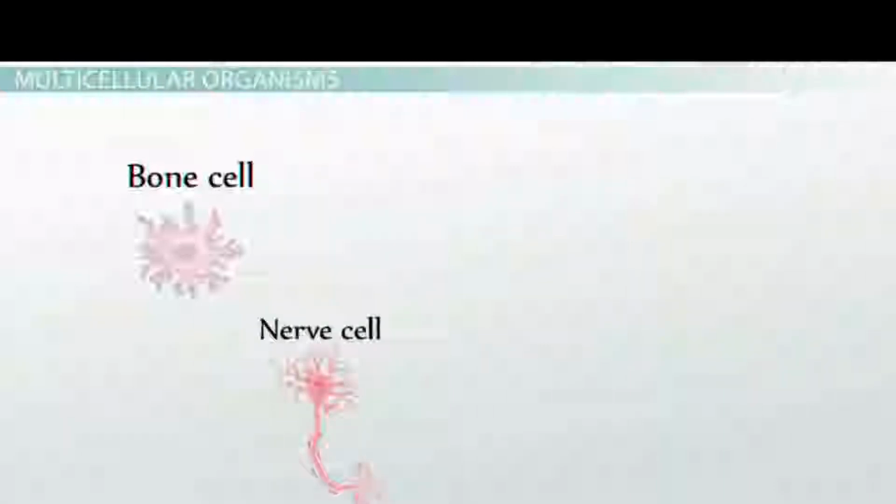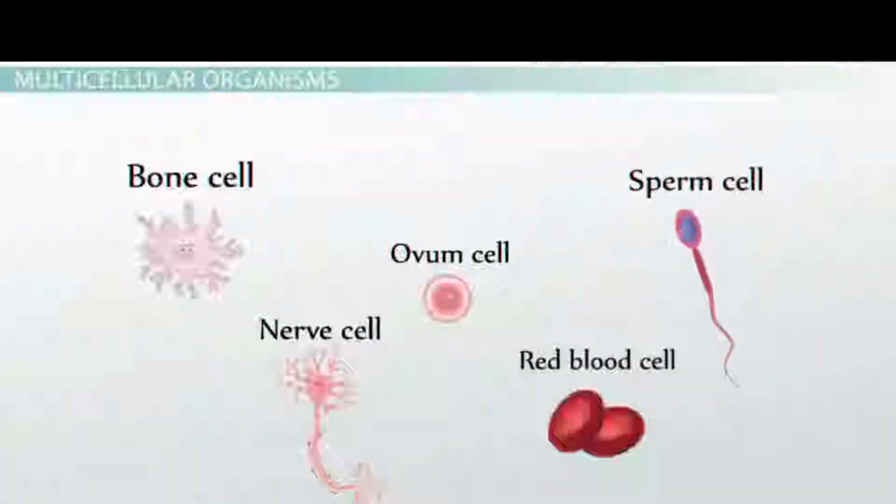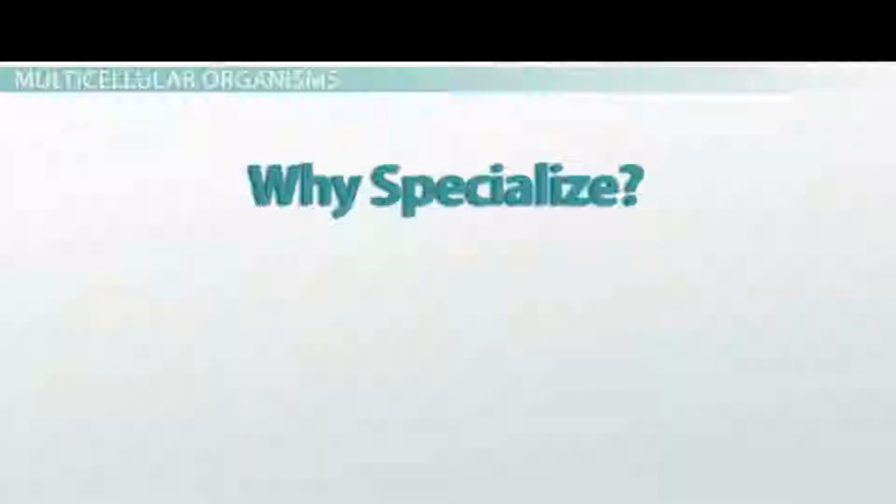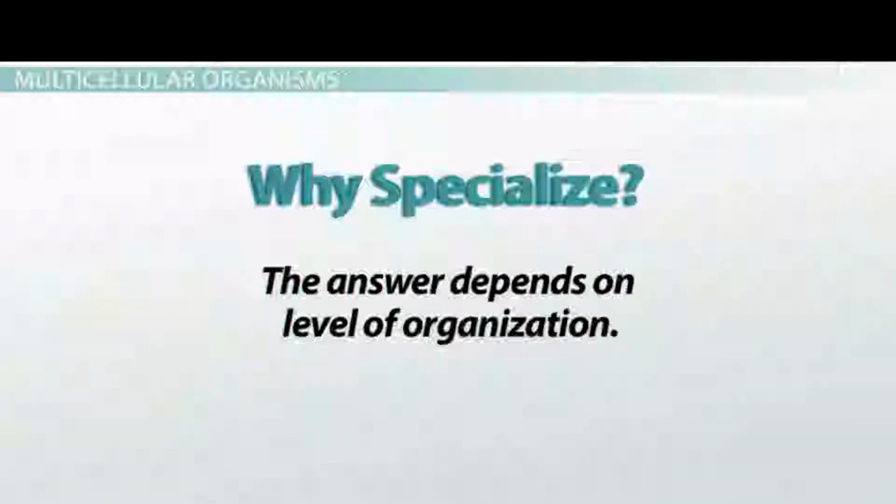By contrast, a multicellular organism is made up of many cells that are dependent on each other to perform these essential functions as a group. The cells have divided up the labor, and each cell has become specialized to perform a specific task. This specialization is a key characteristic of multicellular organisms. But why specialize? If a cell cannot perform all essential functions on its own, doesn't that limit what it can do? The answer to this question really depends on the level of organization that you're looking at, and there are several levels of organization within an organism.